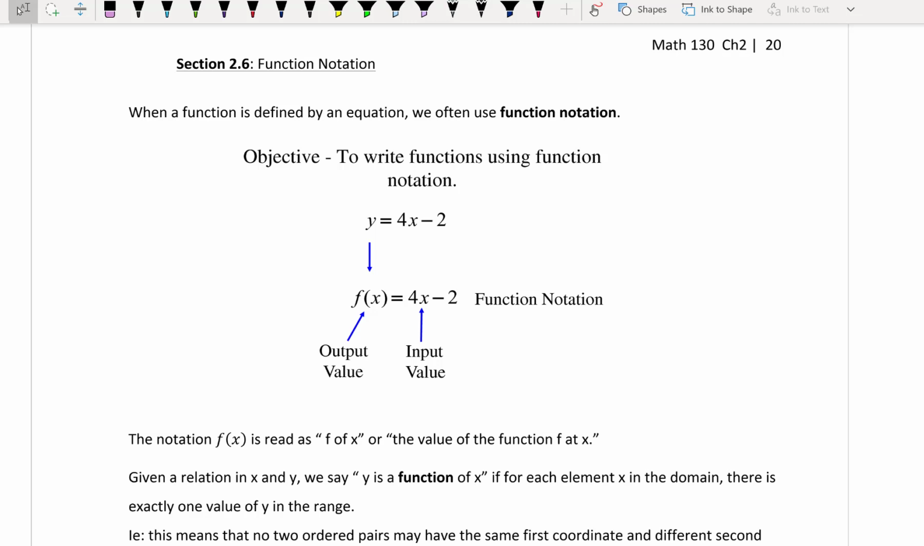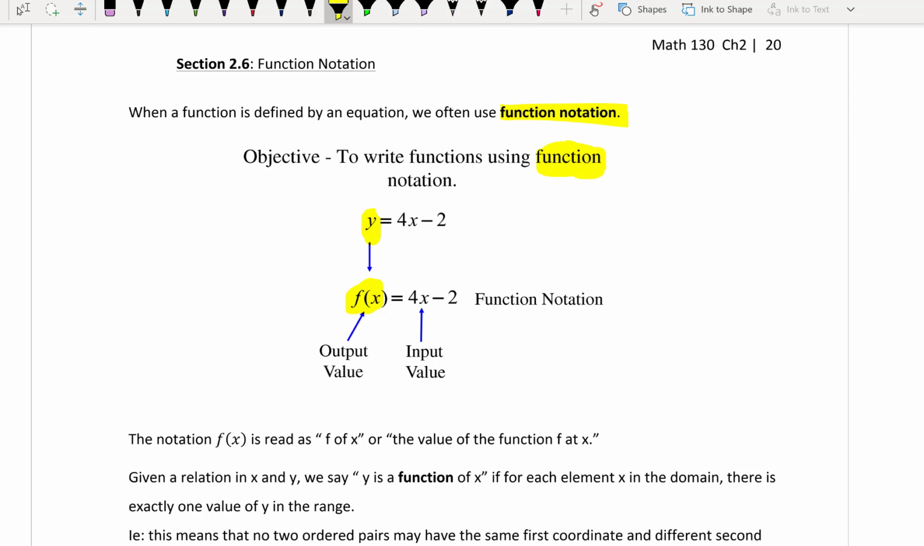Remember how we used to have a linear equation that y is equal to mx plus b? Well, now instead of saying y, we say f of x. The reason we changed the y to f of x is because now we are specifically talking about a function. Remember, a function is where exactly one member in the domain, which is an x, has exactly one value in the range, which is your y values.